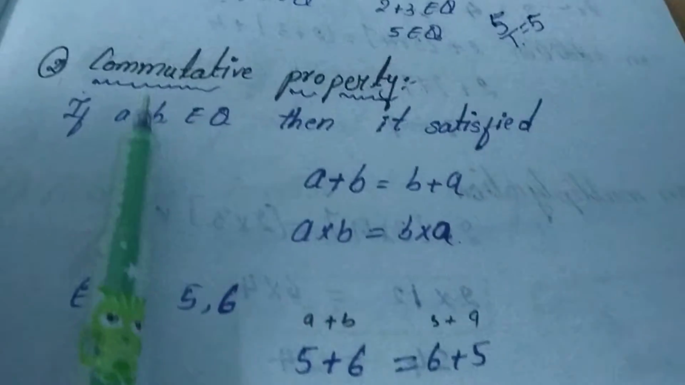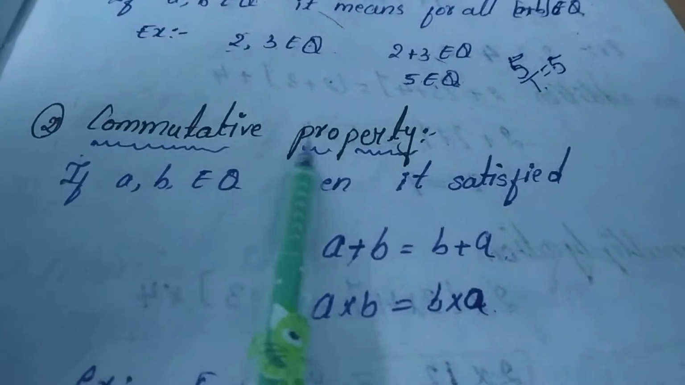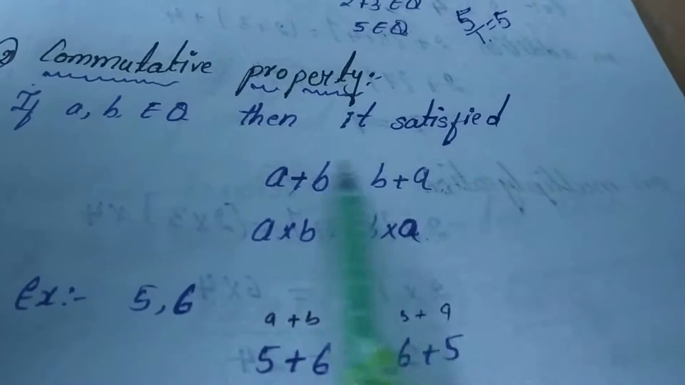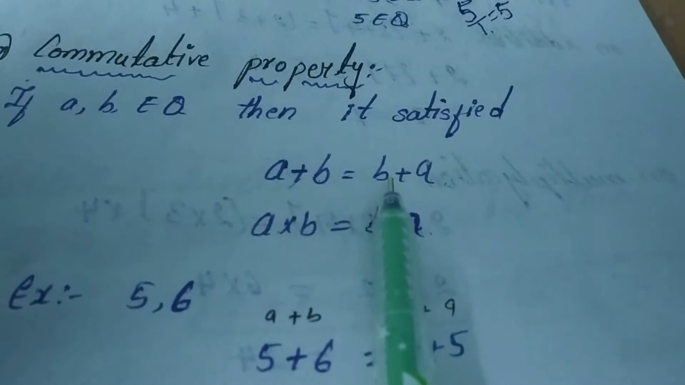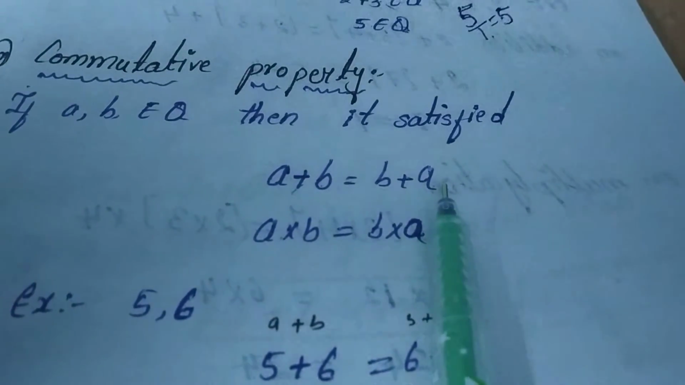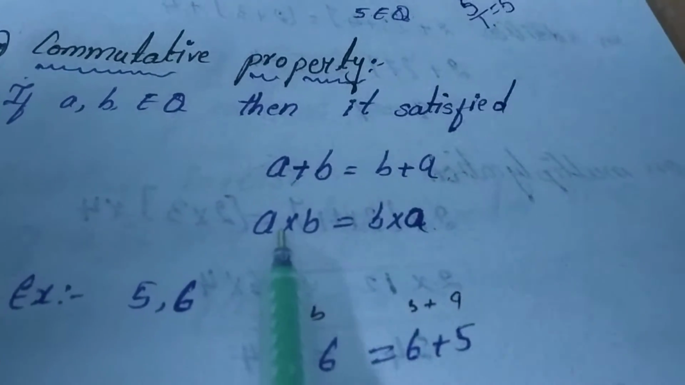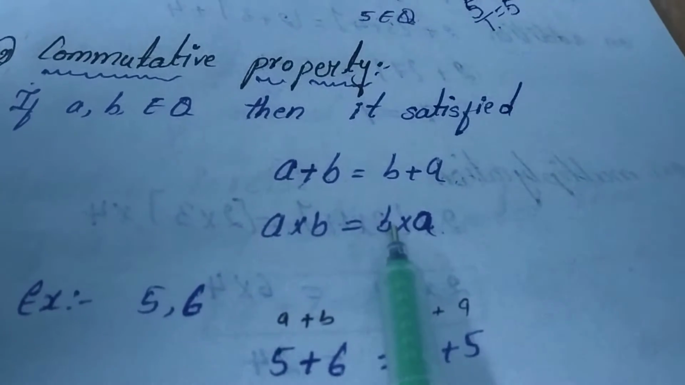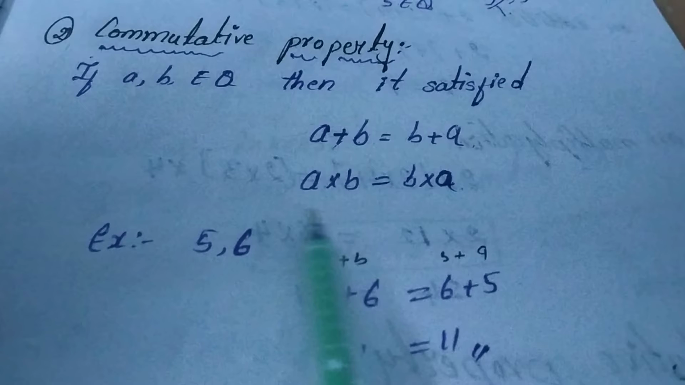What is the commutative property? If a and b belong to Q, then it satisfies two conditions. What are the two conditions? The first condition, on addition: a plus b is equal to b plus a. The second one, on multiplication: a into b is equal to b into a. Okay, I am taking two examples.